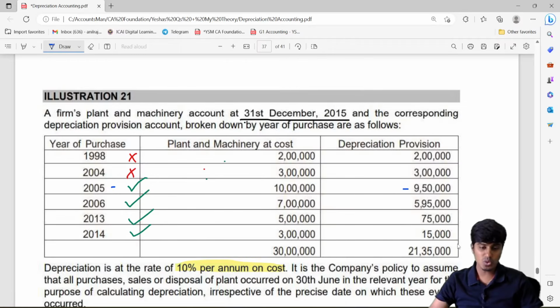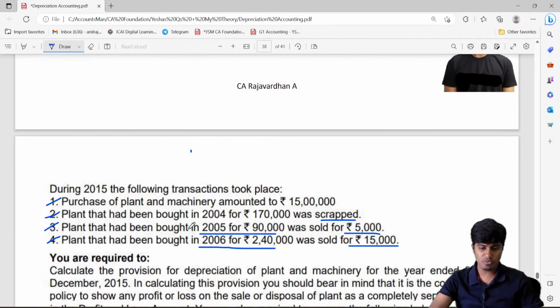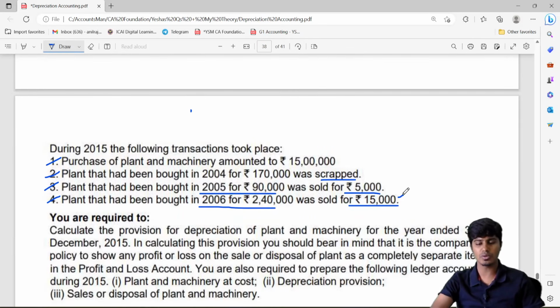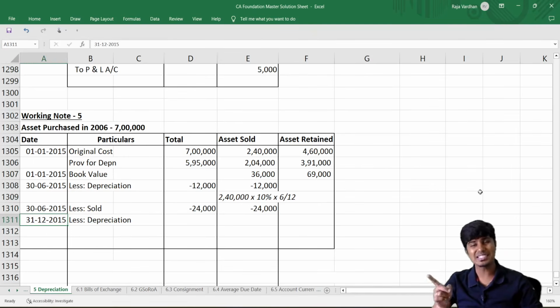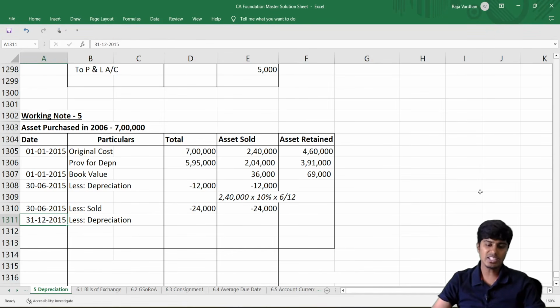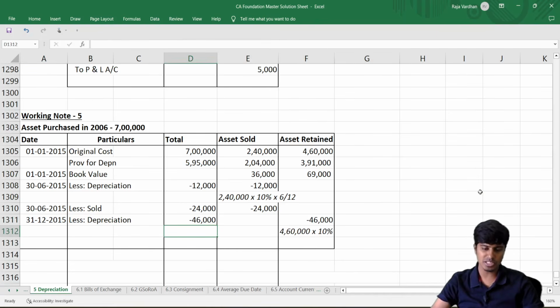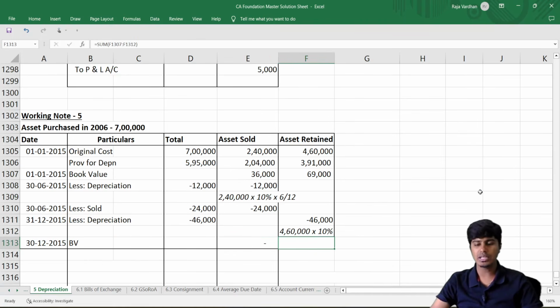So it is sold for what value? 24,000 worth of asset is sold for 15,000. So there is going to be 9,000 loss. Am I right? Let us provide depreciation on this asset retained for the end of the year. Not 6 months, entire year. I'll do 4,60,000 into 10%. That is 46,000. You can depreciate the same. And I'll identify the book value. This becomes 0. This becomes 14 plus 9, 23,000. So 23,000 is book value of the asset retained.